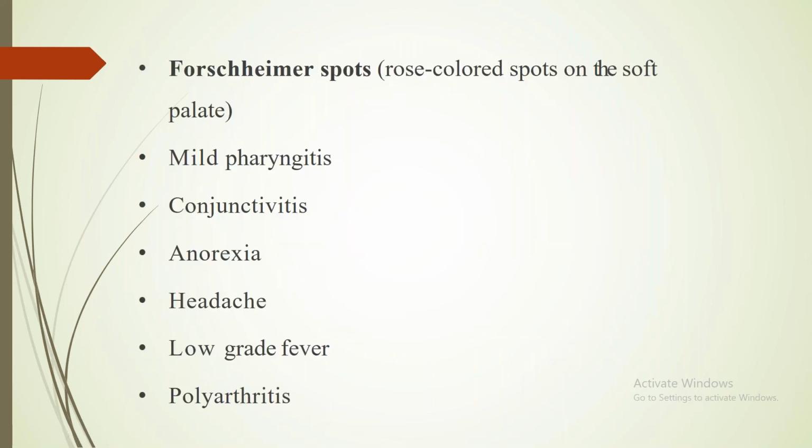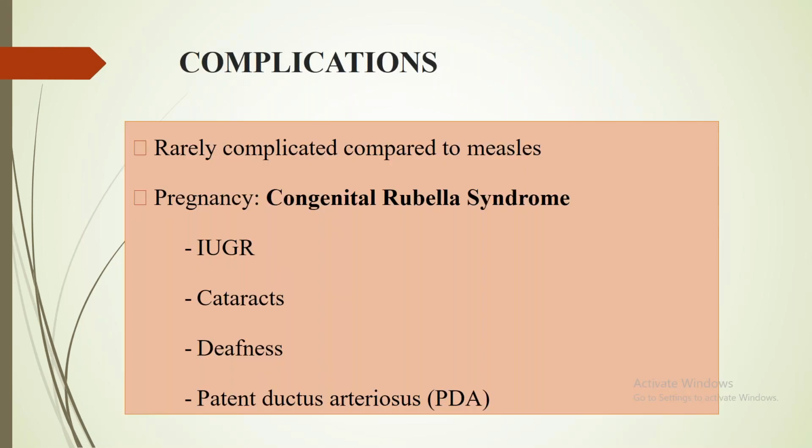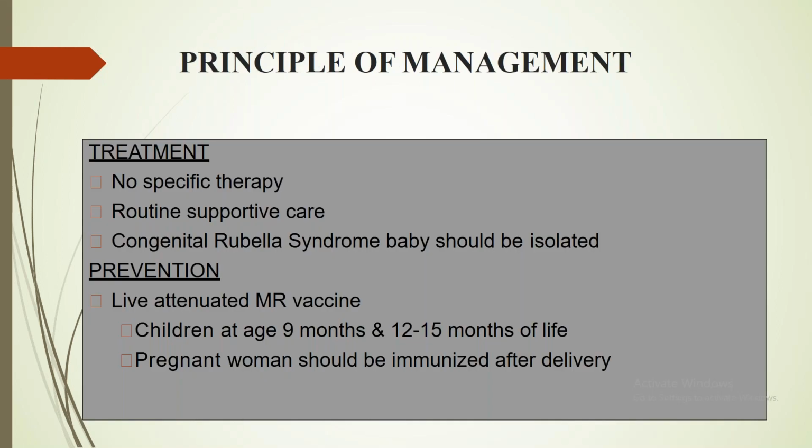Okay, so the prodrome is the same: headache, fever, conjunctivitis, pharyngitis. But the complication, or I should say congenital rubella syndrome, has your eye defects, ear defects, and heart defects. The higher chances of the child having congenital rubella syndrome is if the mother has acquired infection during the first 3 months of pregnancy.